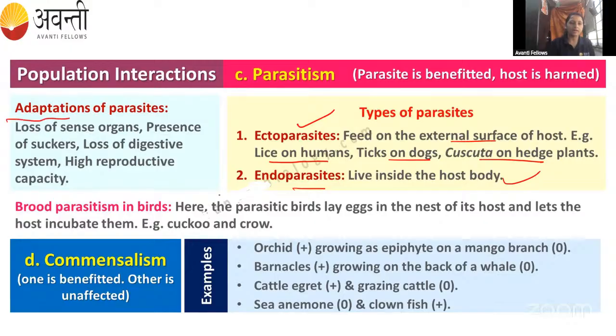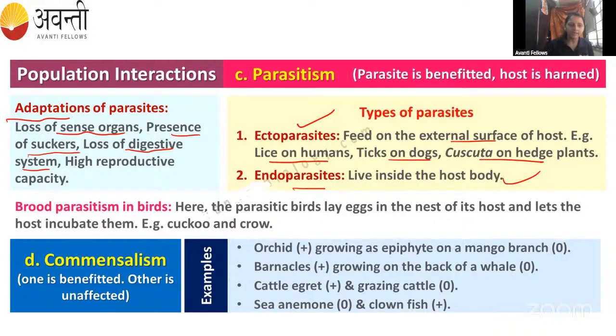They have some adaptations, such as loss of sense organs. They don't require sense organs, because nutrition is already taken by the host. Then the presence of suckers, because they are sucking nutrition from the blood. That is why they need suckers. And loss of the digestive system. Unlike us, they do not require a complex digestive system, because they take only fully digested food.